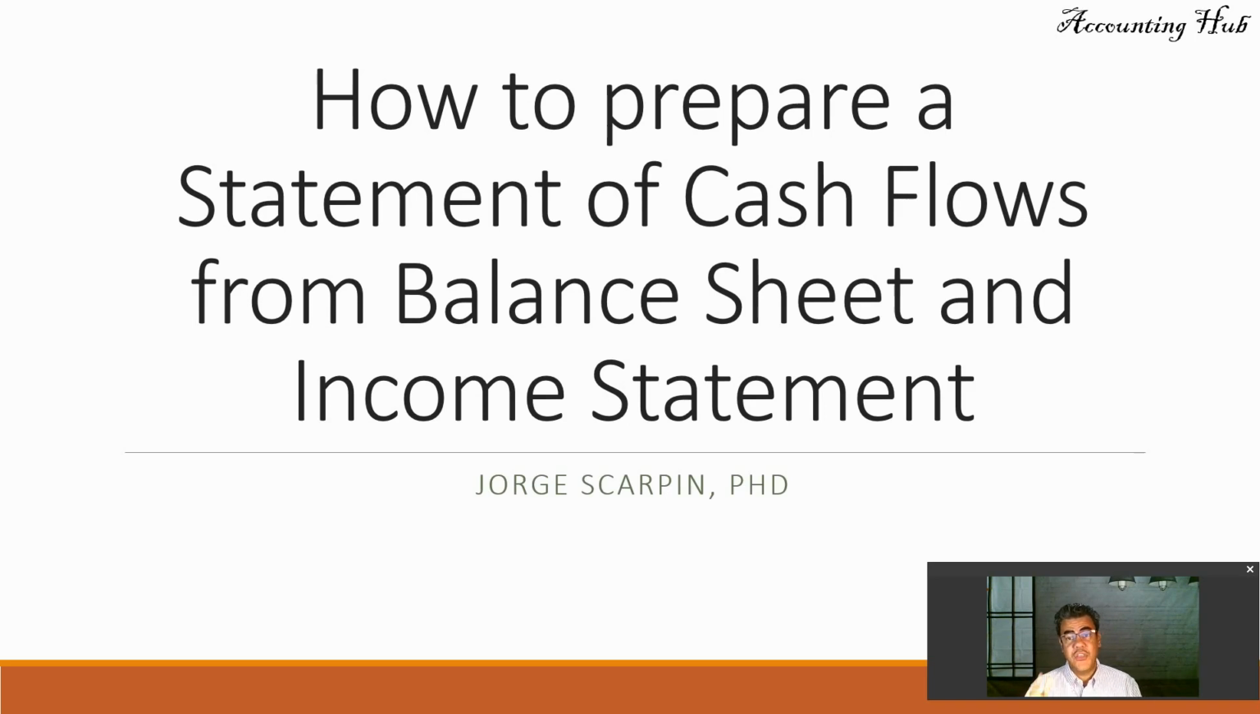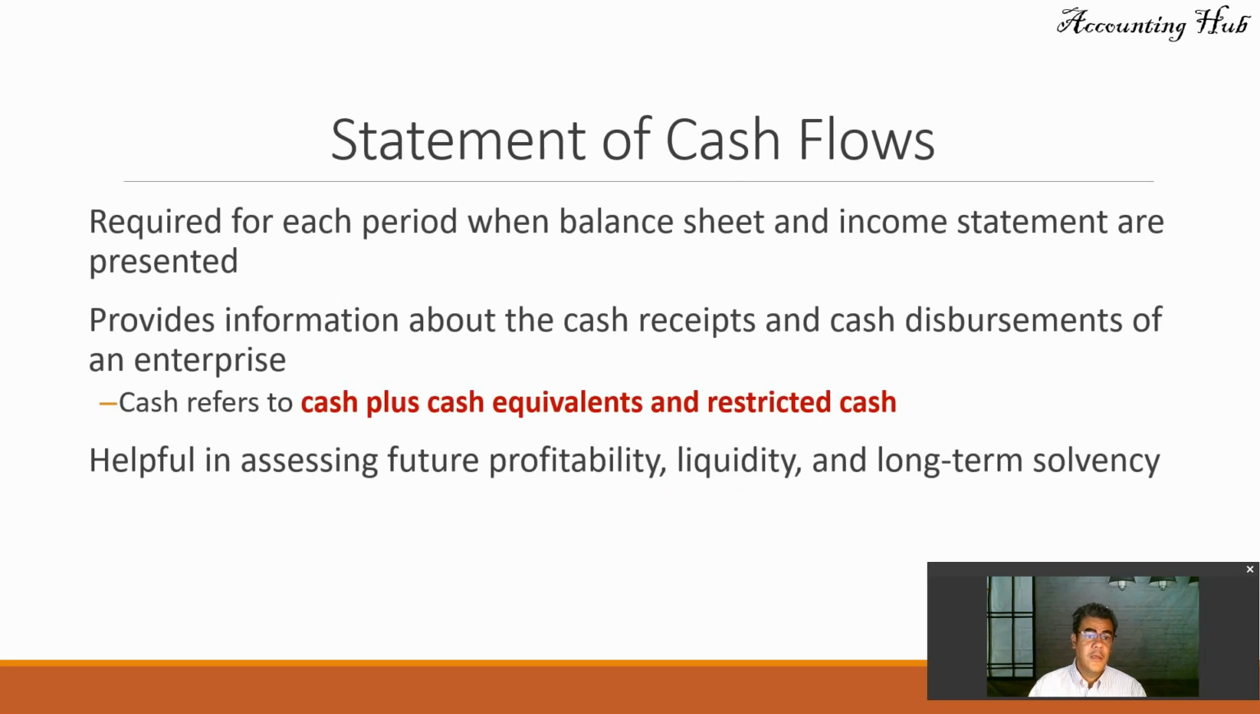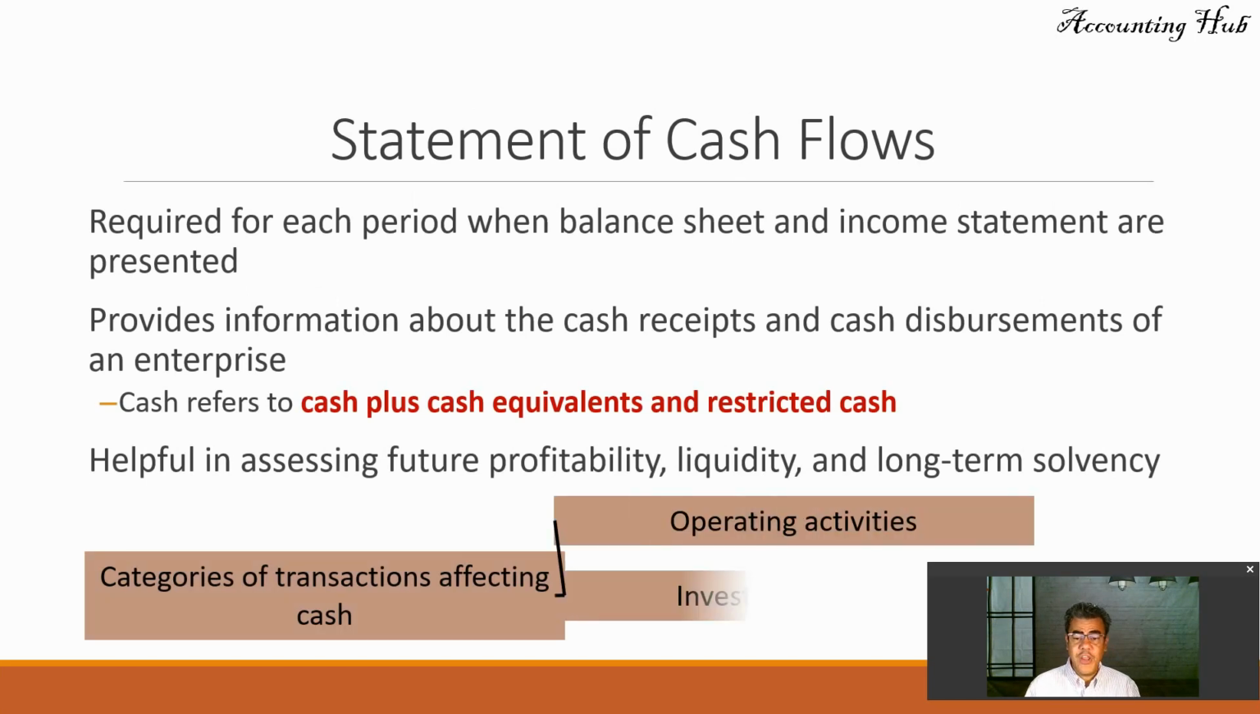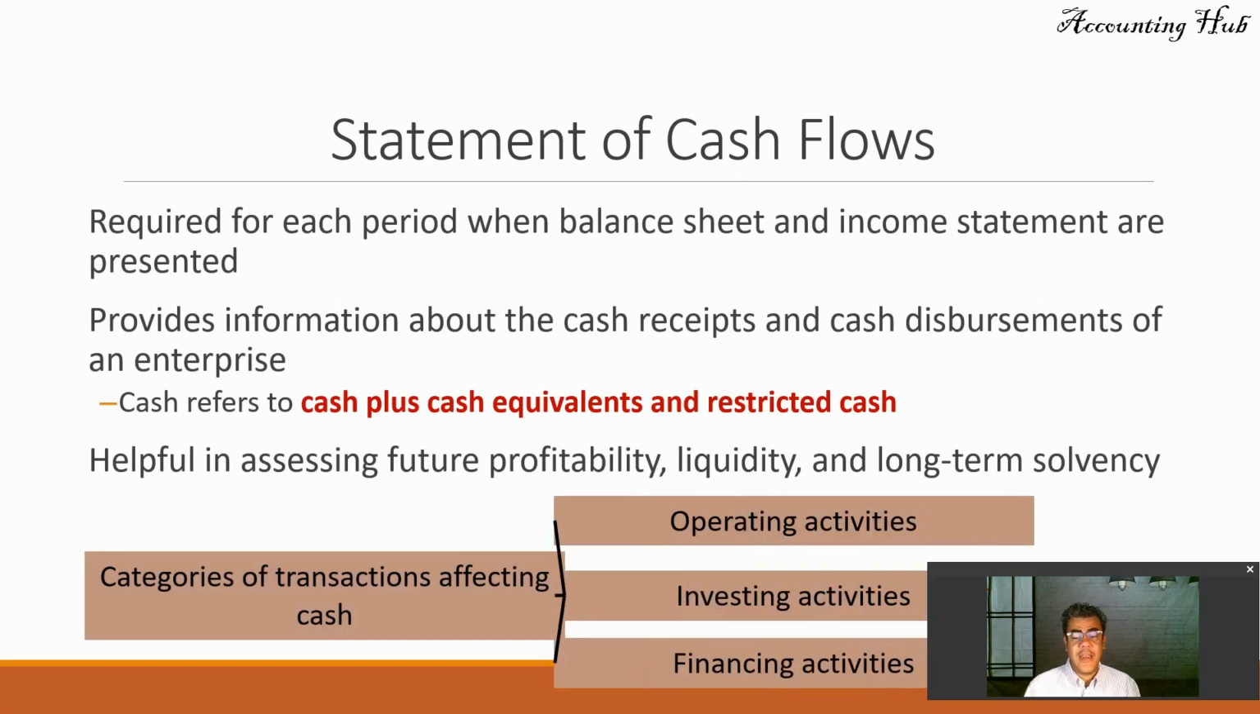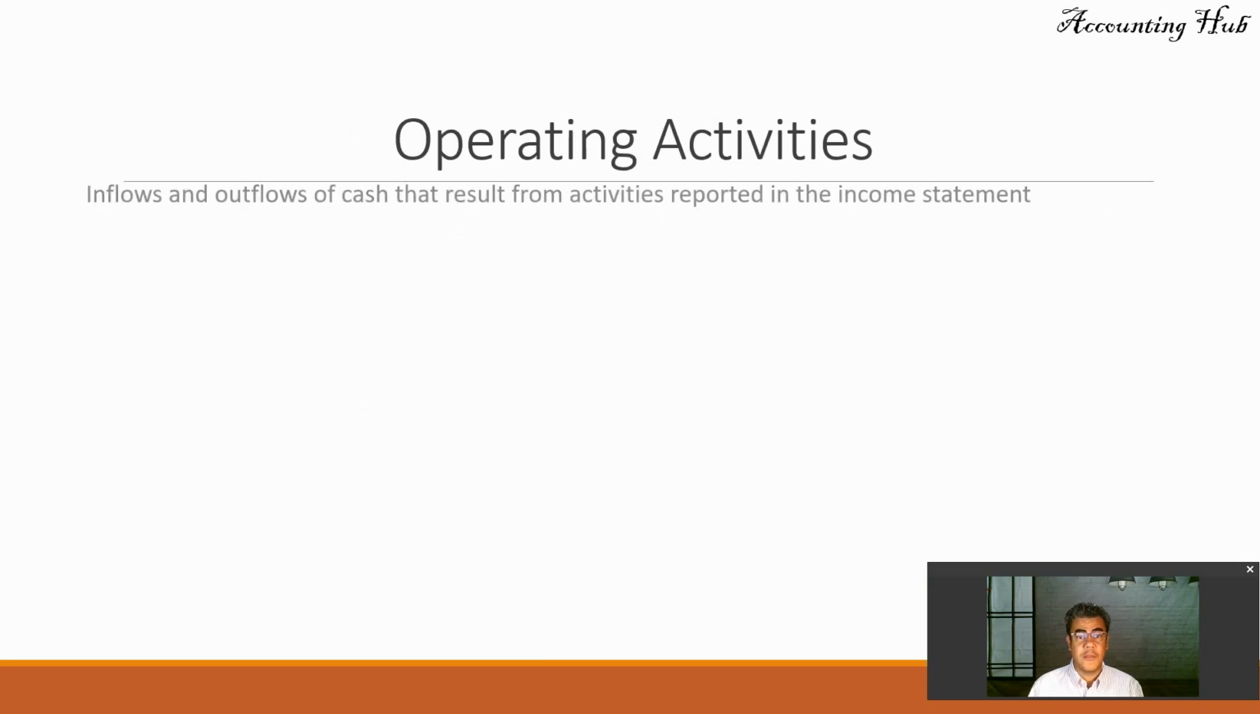So the focus of this video is on preparing the statement of cash flows instead of telling what it is and so on. The statement of cash flows required for each period provides information about cash, and cash refers to cash plus cash equivalents and restricted cash. And we have three categories here: operating, investing, and financing activities. So let's go one by one.